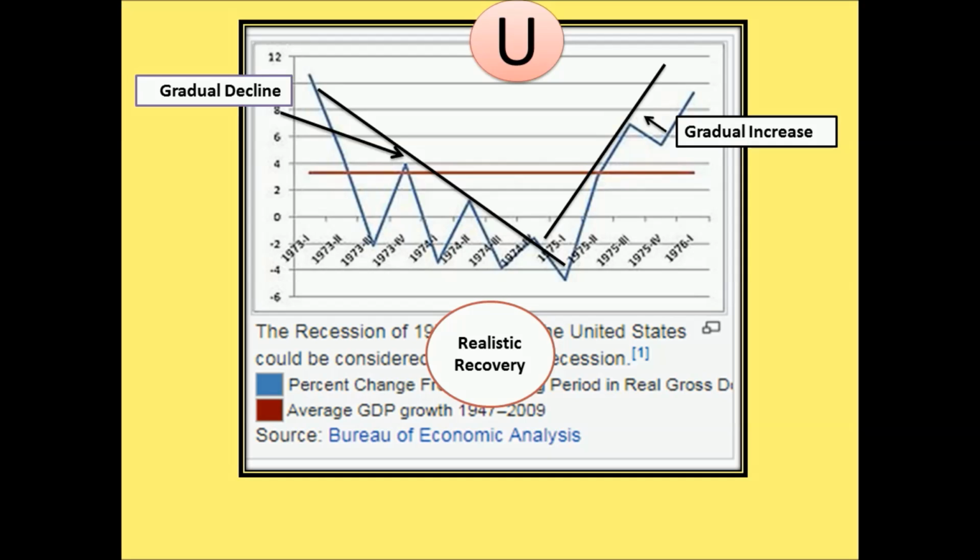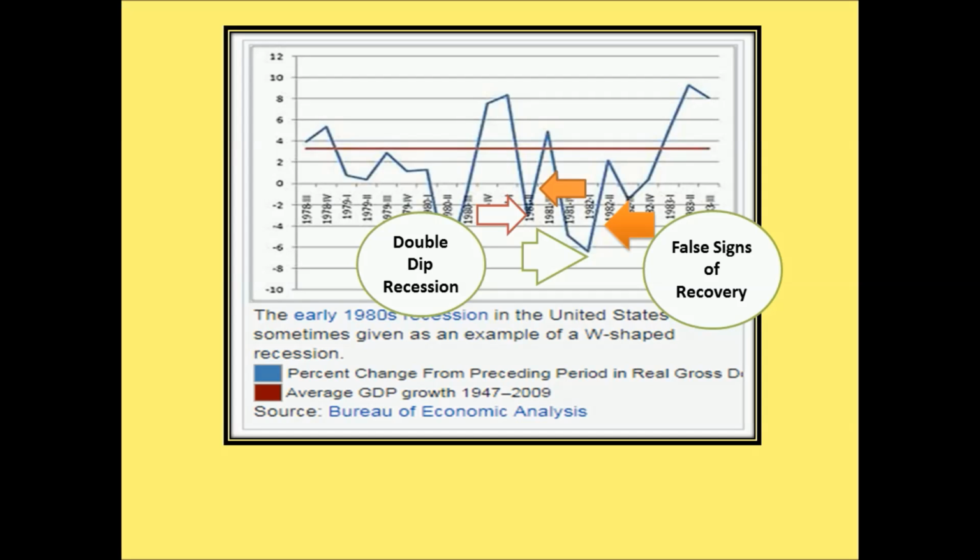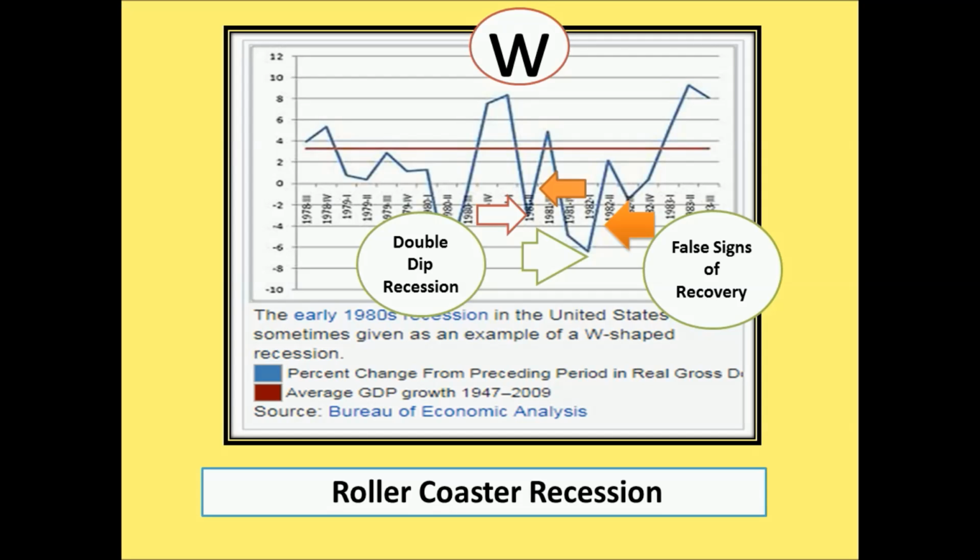This is again talking about the recessions that happened in the United States. Here the average GDP growth between 1947 and 2009 is being analyzed. This is the other alphabet. There are falls and increases, and if you see, there are multiple recessions, two times there is a recession. This is called a double dip recession, and there are some increases also, and these increases are recovery. These are all false signs. The shape looks like W. So this is W-shaped recovery.